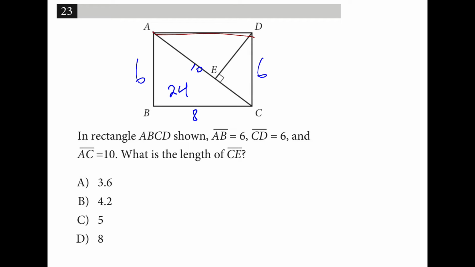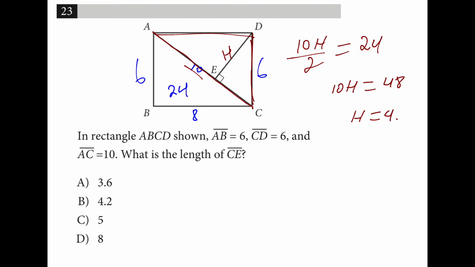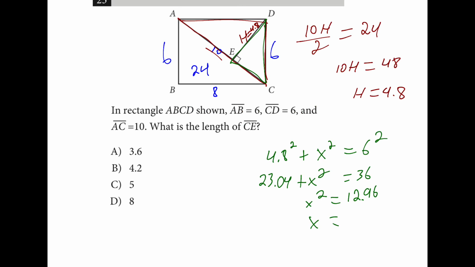Then for this half, which the area is going to be the same, I know that the base is 10, so I want to get some number for a height to have the same area. So 10h is equal to 48, and h is equal to 4.8. Now I have this right triangle, and I know the hypotenuse, and I know one of the legs, so I can say 4.8 squared plus x squared is equal to 6 squared. So if I simplify and solve this, and I take the square root of both sides here, I get 3.6, which is my answer.